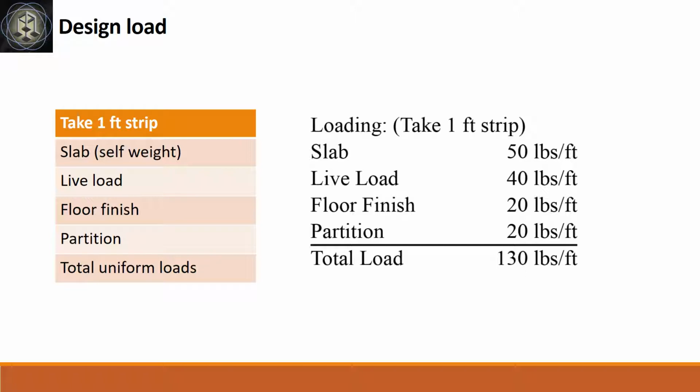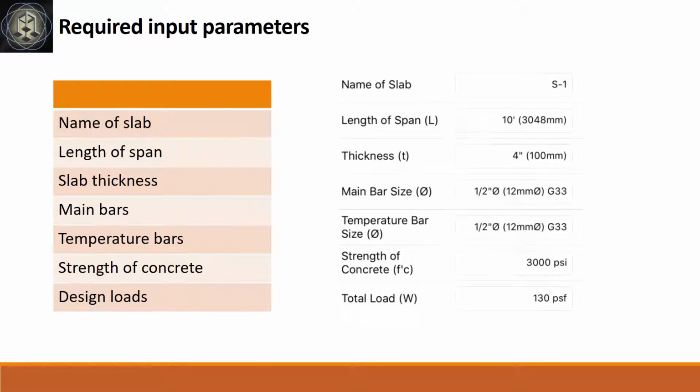In this example, we assumed slab thickness of 4 inches, which translates to 50 pounds per foot. A live load for residential use is 40 pounds per foot, and additional dead loads for floor finish and partition of 20 pounds per foot each gives us a total uniform load of 130 pounds per foot.